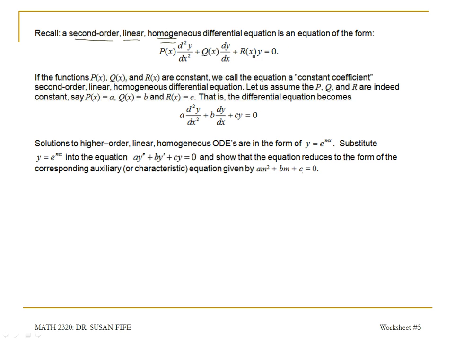But homogeneous means that you have y terms or y derivative terms, and they may be multiplied by some function of x. So a second order linear homogeneous differential equation could have a function of x times the second derivative plus another function of x times the first derivative plus a function of x times y is equal to 0.